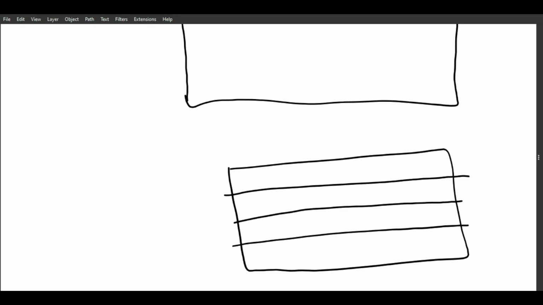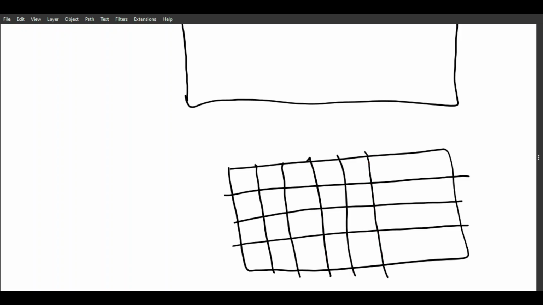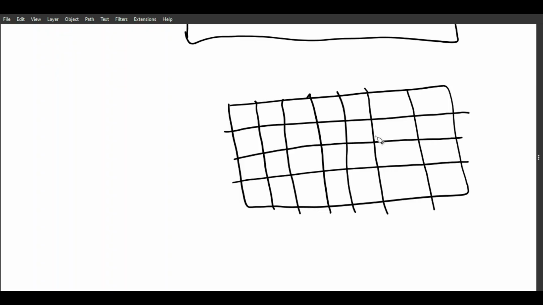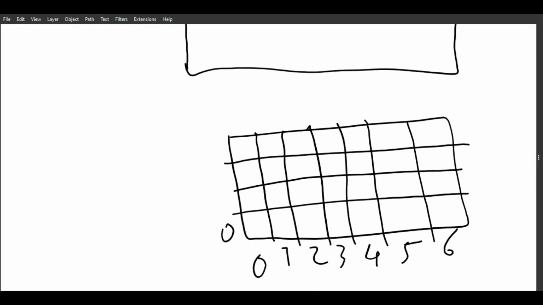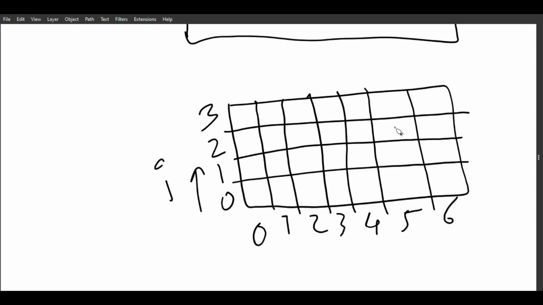0 to 7, 0 to 6, 1, 0, 1, 2, 3, 4, 5 and 6. 0, 1, 2, 3, 4, 5, 6, and 0, 1, 2, 3. So these are I values and these are W values.